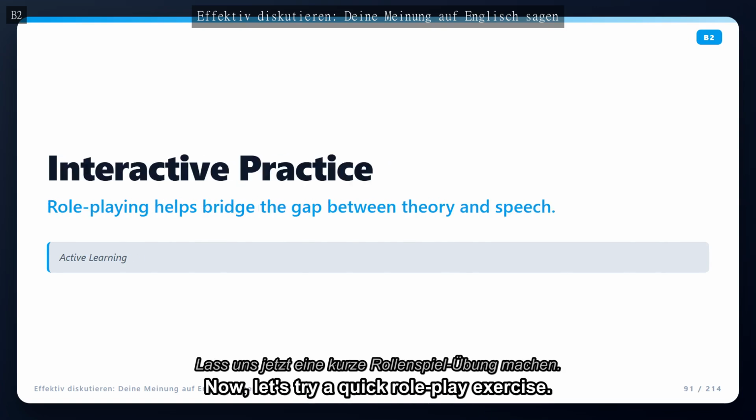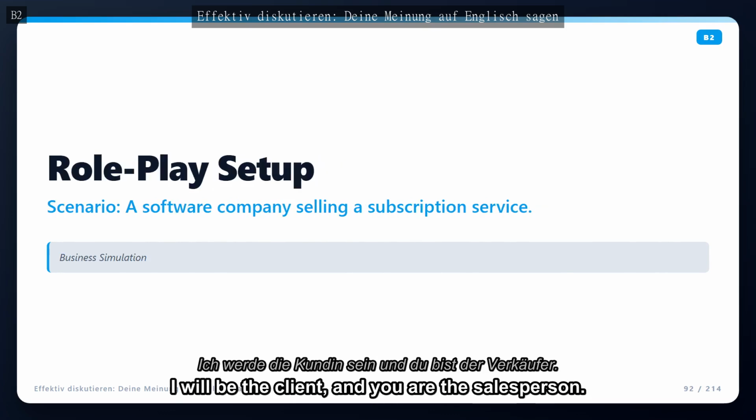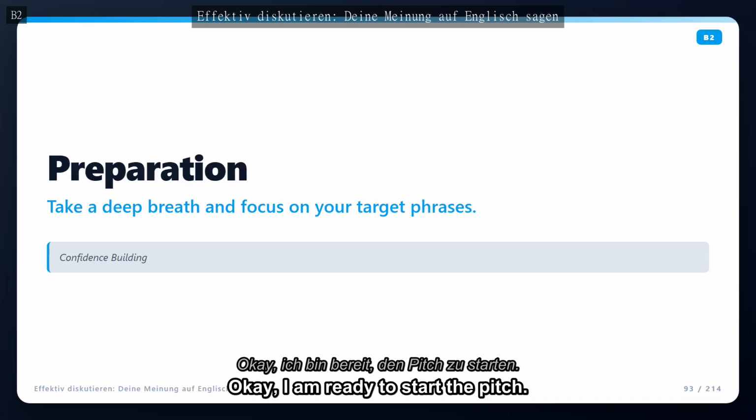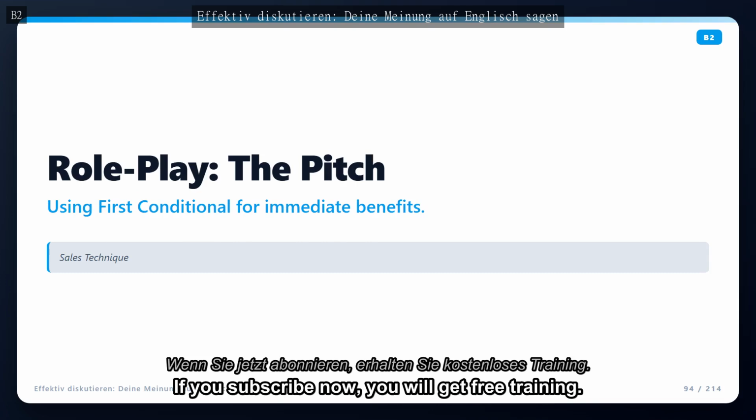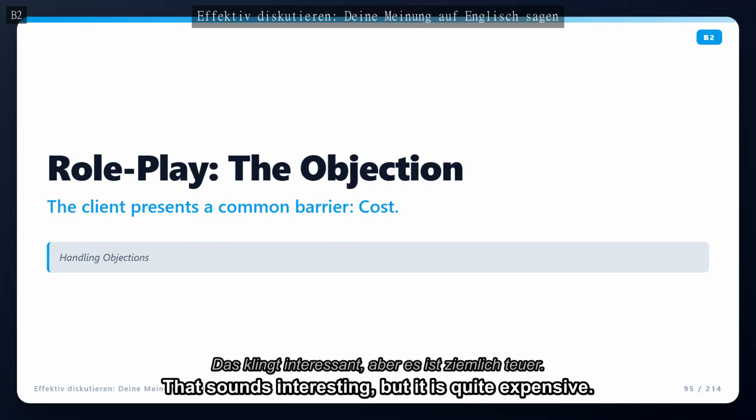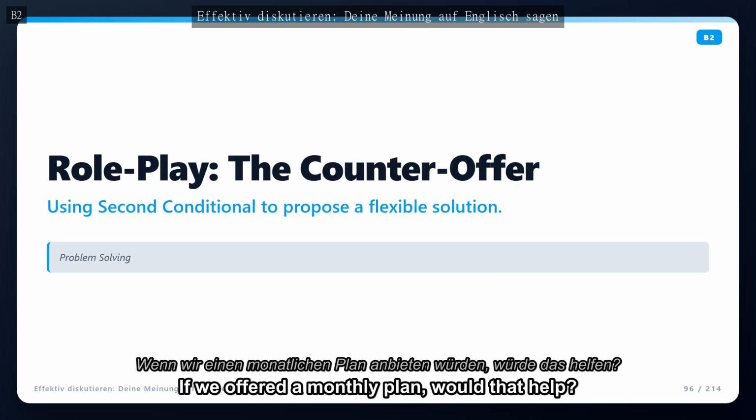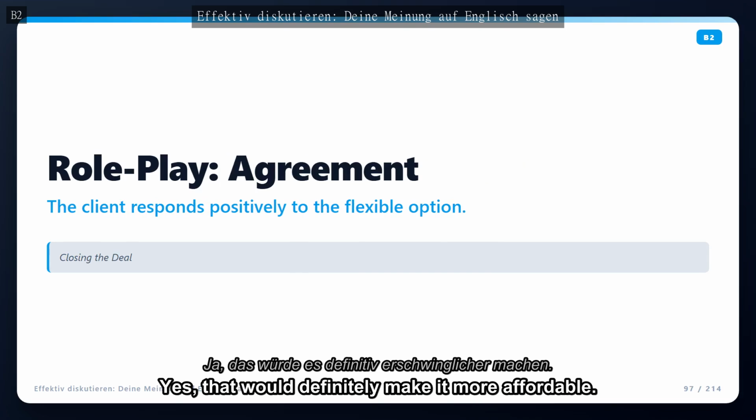Now, let's try a quick role-play exercise. I will be the client and you are the salesperson. Okay, I am ready to start the pitch. If you subscribe now, you will get free training. That sounds interesting, but it is quite expensive. If we offered a monthly plan, would that help? Yes, that would definitely make it more affordable.